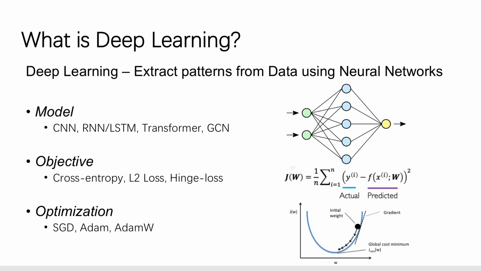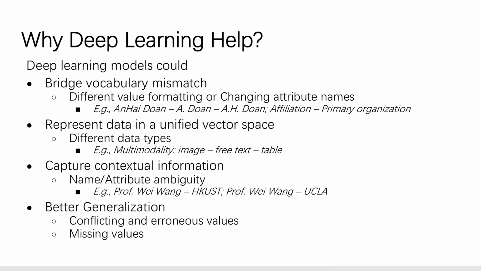So it's well known that deep learning is one of the most successful subfields within machine learning or AI. And you can see that it mainly consists of some machine learning models, objectives, and optimization methods. Why does deep learning help in this problem space? We argue that it can address many of the previously mentioned challenges. For example, it bridges the vocabulary mismatch, for example, different name variations and schema name variations.